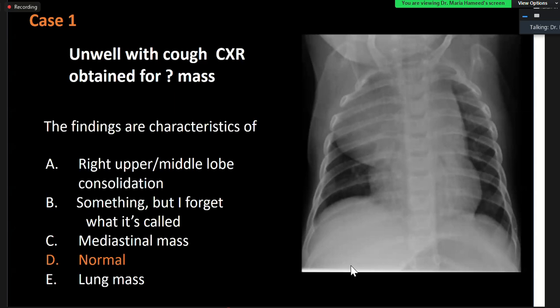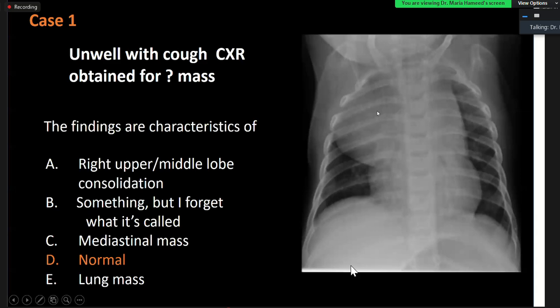So this case was normal. I'm very happy with the audience. So basically, what's going on? We are dealing with a mass-like opacity sitting in the right upper lobe, abutting the right horizontal fissure.